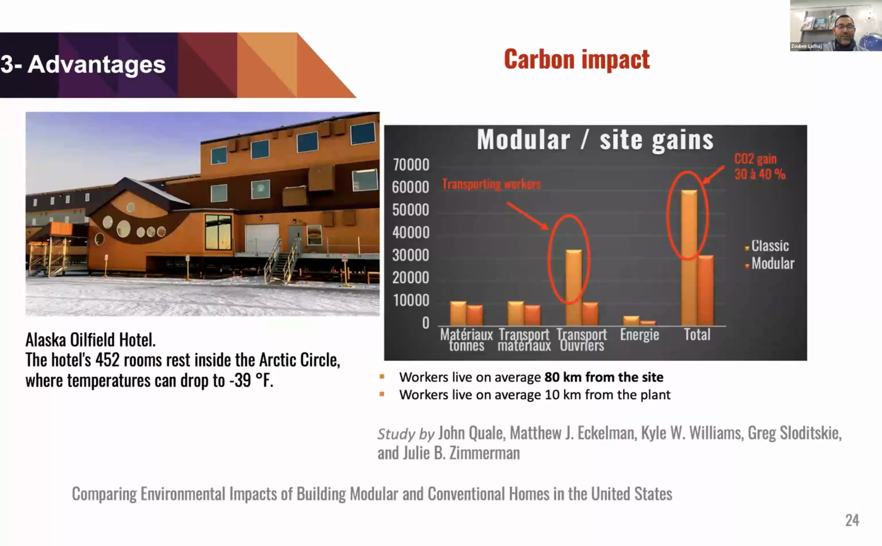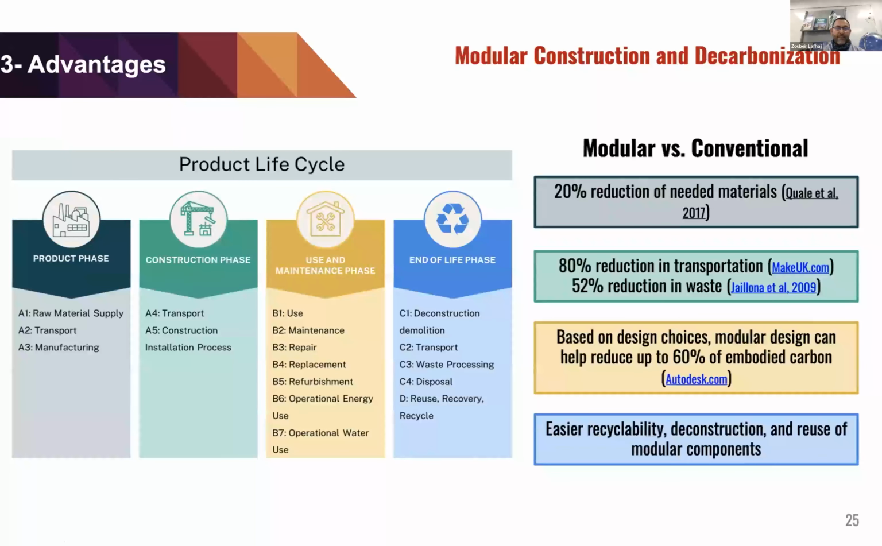Alaska oil field host. Here we have the hotels, 450 rooms inside the Arctic Circle, where the temperature can drop to -39. We can think about Qatar, but in the opposite temperature. So we can see here the workers live on average 80 kilometers from the site, the workers live on average 10 kilometers from the plant. And this is really important. We can see here the transport of the workers, and here the total CO2 gain is more than 30%. Which is very important nowadays.